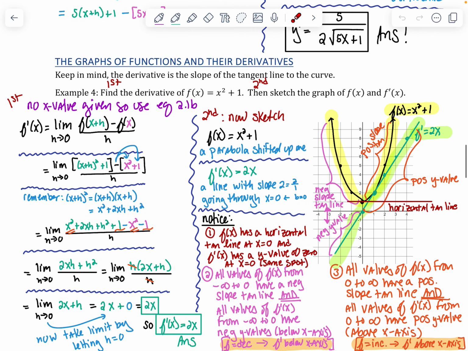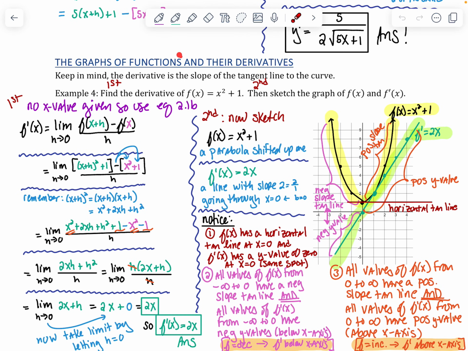The last major concept to talk about on this page is a function and its derivative, but specifically the graphs of these. So what I'm going to do is first I'm going to find the derivative of a function. And then after that, once we have a derivative and its function, we can go ahead and sketch those. You'll notice I was not given a value for x.